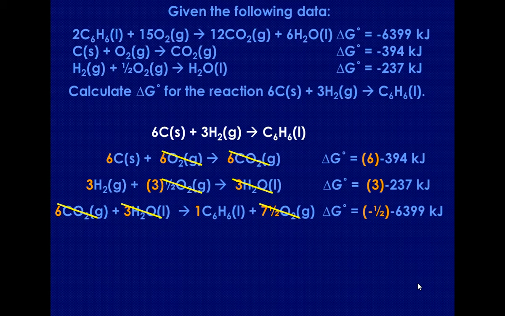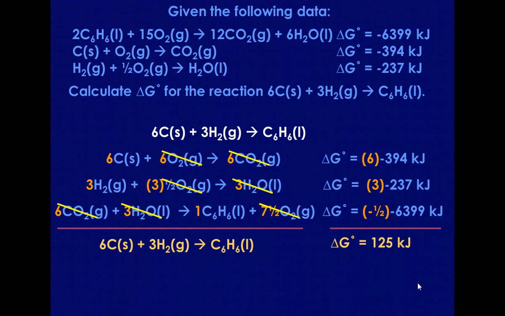So that leaves me with what I wanted in my final equation: 6 carbons and 3 hydrogens as reactants, and 1 C6H6 molecule as a product. I multiplied the delta G values for the individual reactions by the factor that I needed to get the equation balanced, and then I added those delta G values together, and that gave me that this particular reaction had a free energy value of 125 kilojoules.